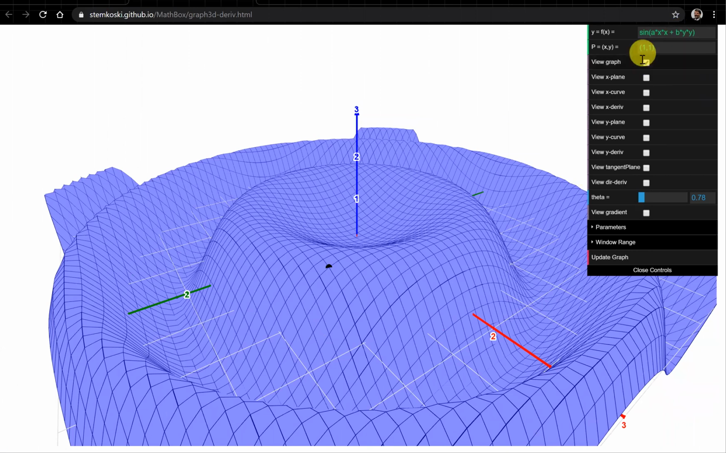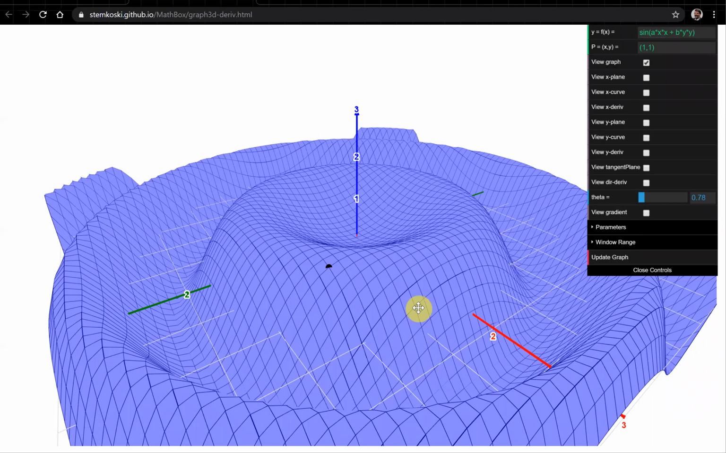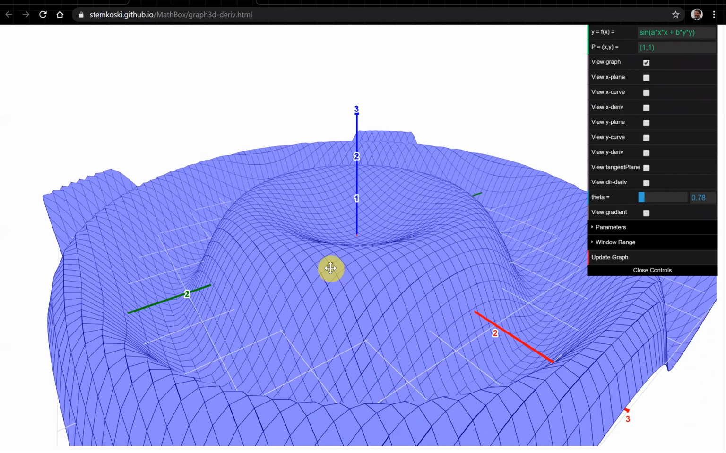I could temporarily hide the graph here. And so there's our 3 dimensions. The x-axis I typically like to render in red, the y-axis in green, and the z-axis in blue. Let's turn that back on. And what I would like to do is calculate tangent lines at some given point. So this point right here that I'm currently highlighting, it's hard to see, it's half hidden by the graph. This is the point where x and y are both equal to 1.